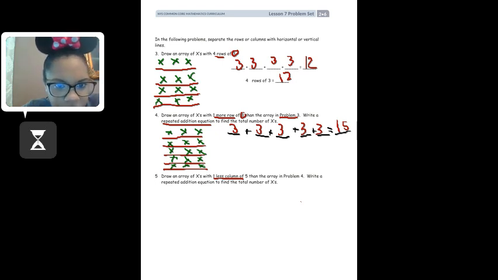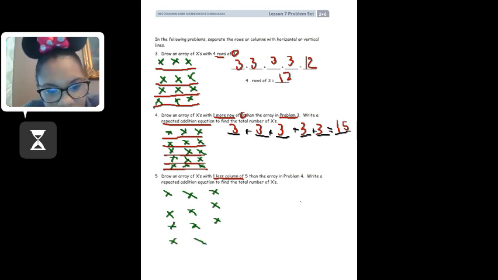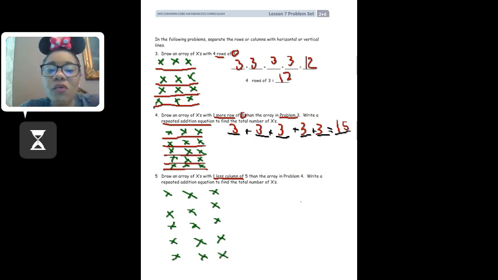So we have 5 rows of 3. So we have 1, 2, 3 for my first row, and then we have 1, 2, 3 for the second row. Then we have 1, 2, 3 for the next row, and then we have 1, 2, 3 for the fourth row, and then we have one more row, 5 rows, 1, 2, 3. So now we have the exact same problem as we do in number 4, except number 5 tells us we need to have one less column.